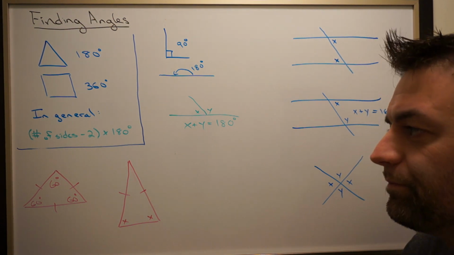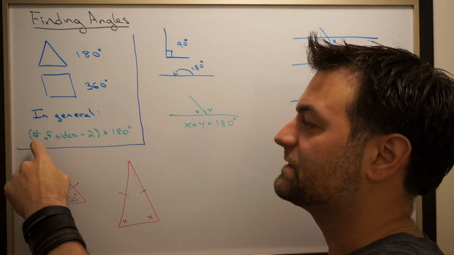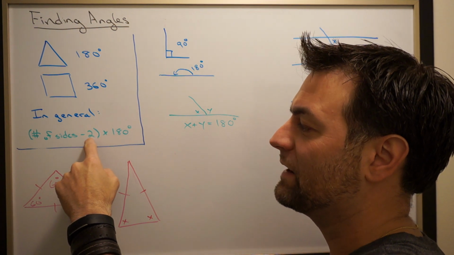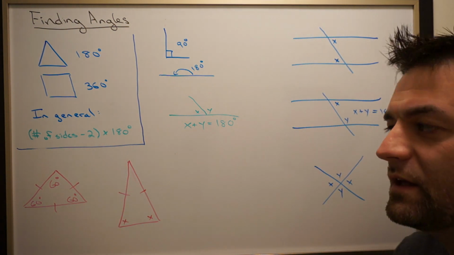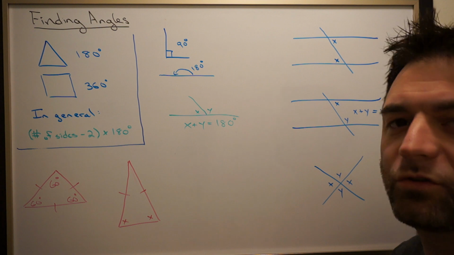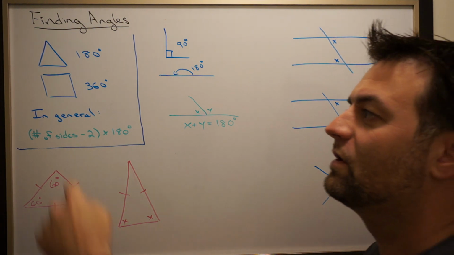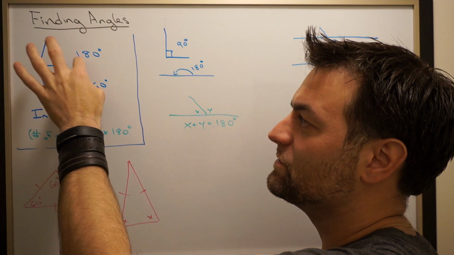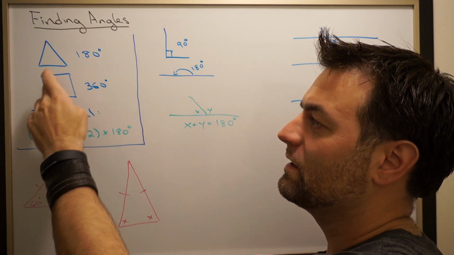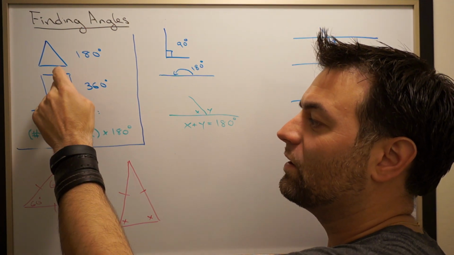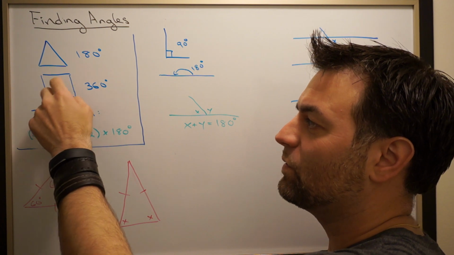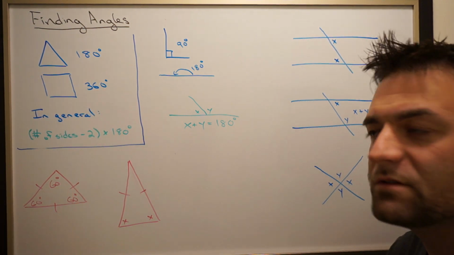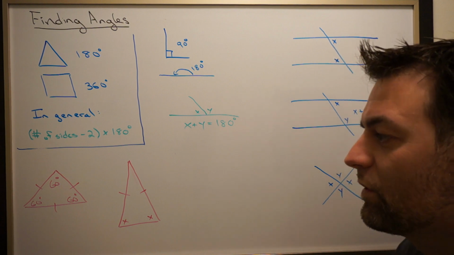However, in general, the number of sides minus 2, times 180, is the total degrees when you sum up those angles. So for a triangle we have 3 sides, so 3 minus 2 is 1, 1 times 180 is 180. For 4 sides, 4 minus 2 is 2, 180 times 2 is 360, and so on and so forth.